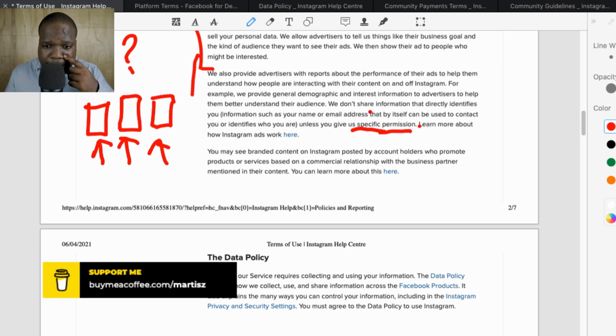But I don't see that here. I understand why they say specific, because you need a specific consent. Let's see. You may see branded content on Instagram posts by account holders who promote products or services based on a commercial relationship with a business partner mentioned in their content. You can learn more about this.